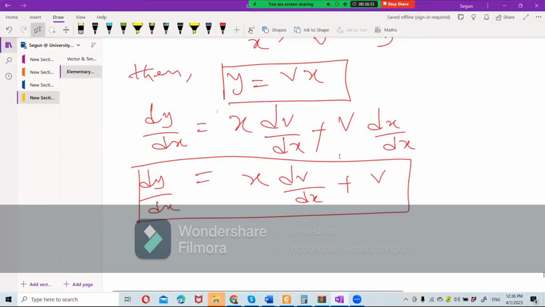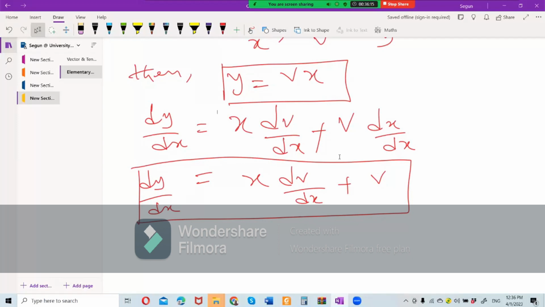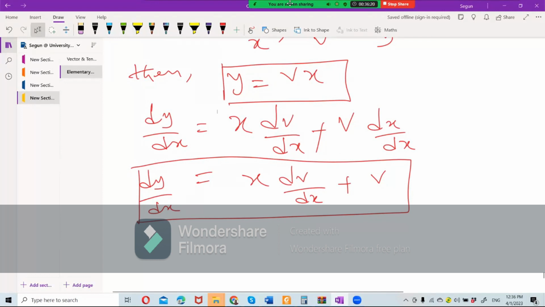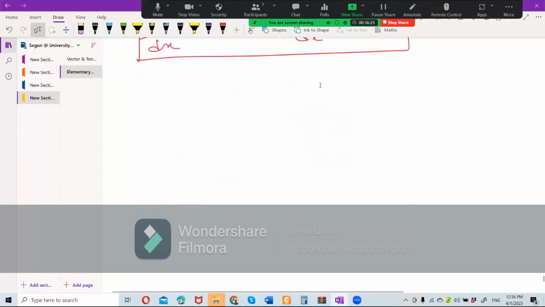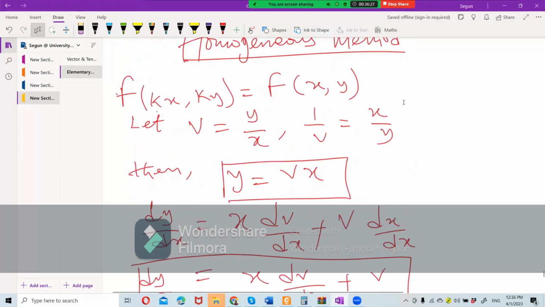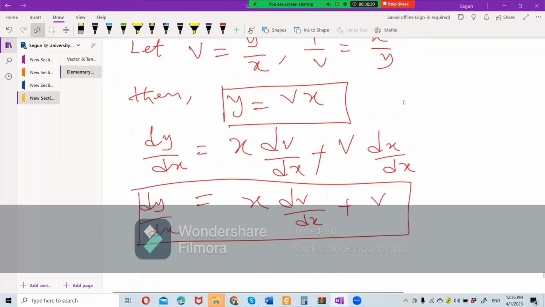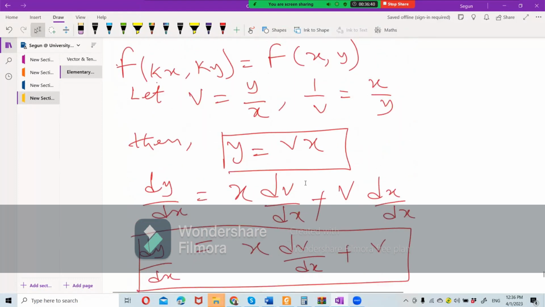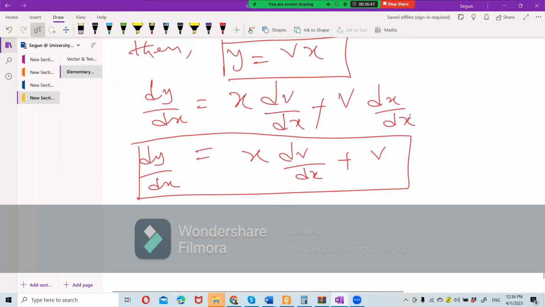So we can proceed by solving the problem. Let's look at the problem now. Hello, sir. But dy/dx equals x dv/dx plus v, is that a general formula? It's not a general formula, it's just the differentiation for this particular one. Okay, sir. For homogeneous, let y equal this, or let v equal this, or let 1 over v equal this. That is the representation.